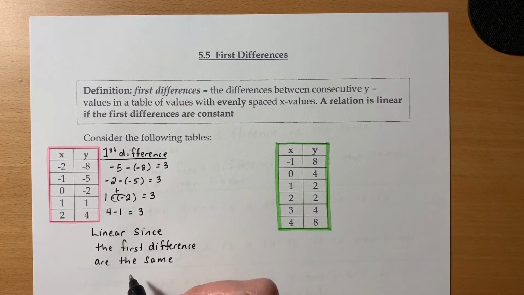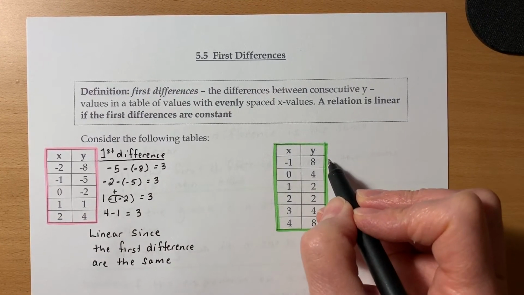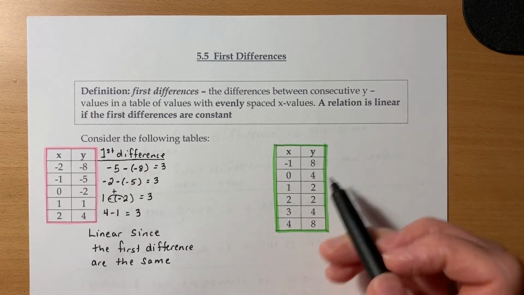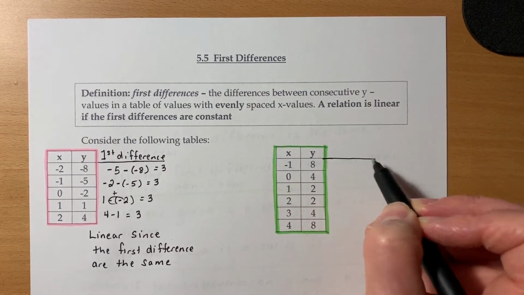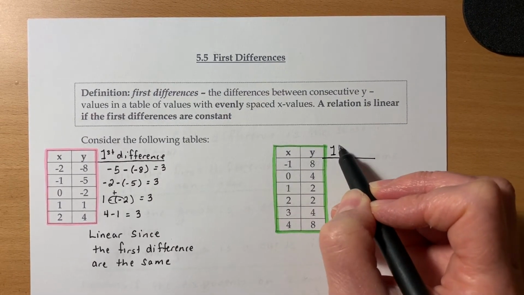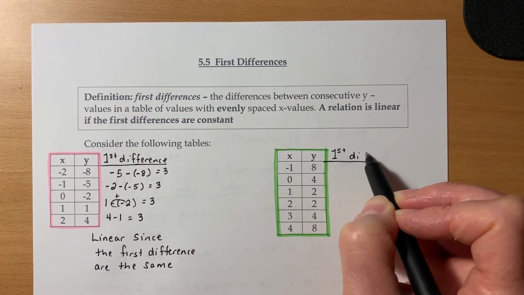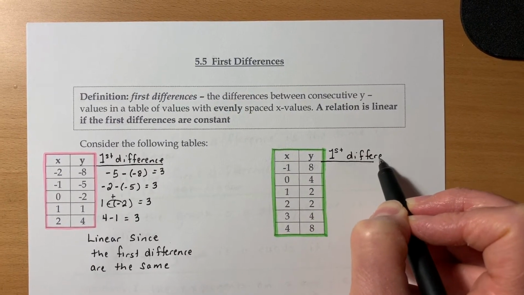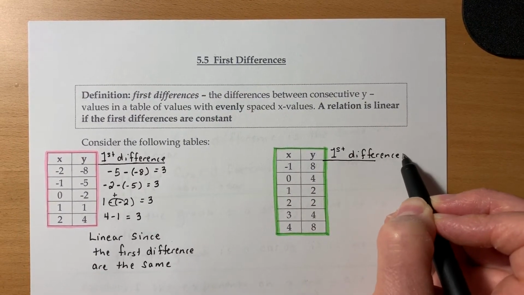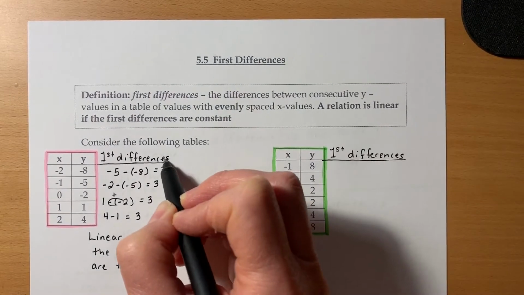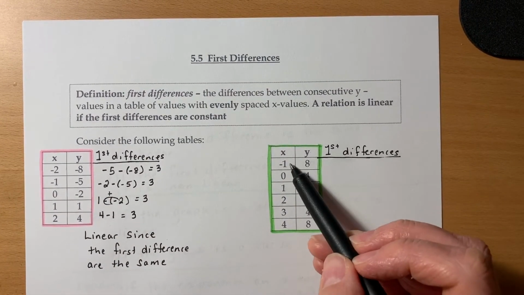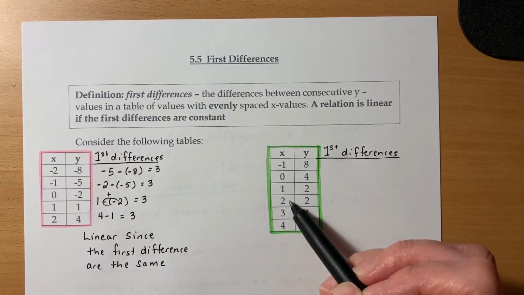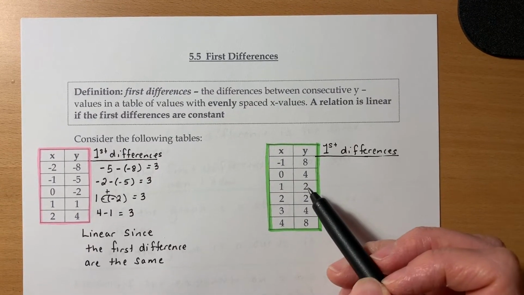Okay, let's do the same idea here with a different table. I want to test whether or not if I graph this, it will be a straight line. So once again, I do another column called first differences. Then I look at my x's. Is it going by some consistent scale? And it is. It's going up by ones.